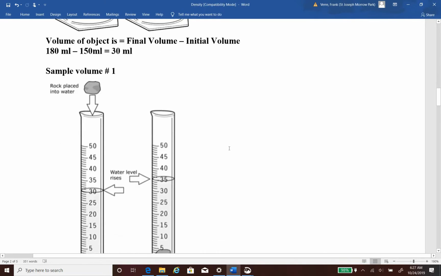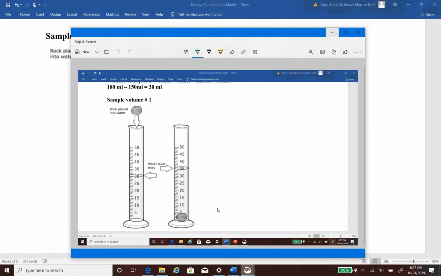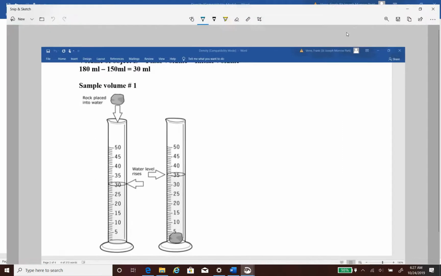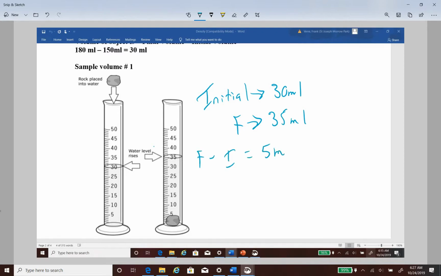If we look at our 2 sample examples, let me just go to this slide. The initial volume is 30, and the final is about 35. So the difference, final minus initial, is 5 mils. That means this rock is about 5 mils in terms of its volume.